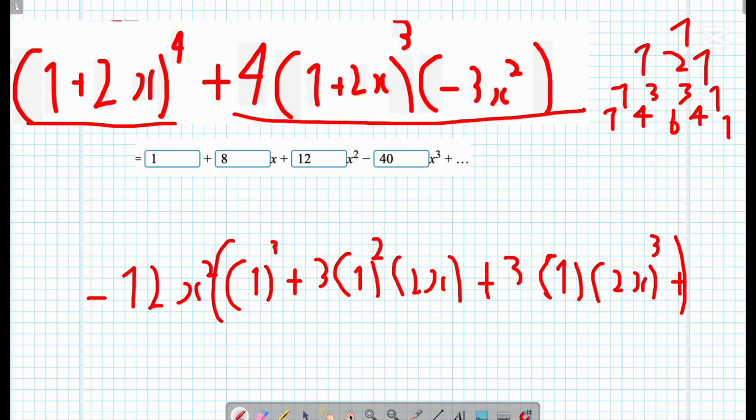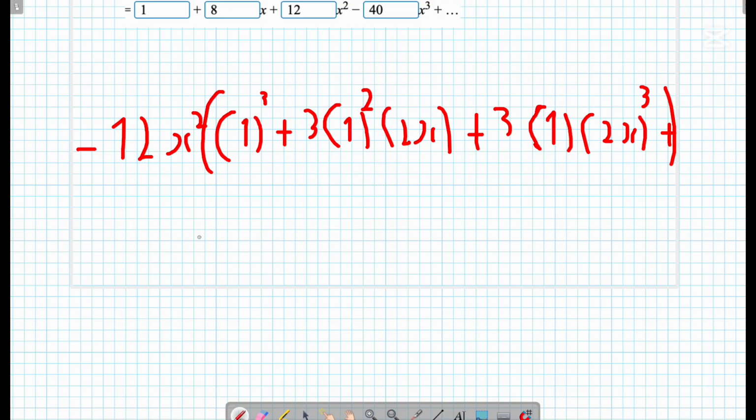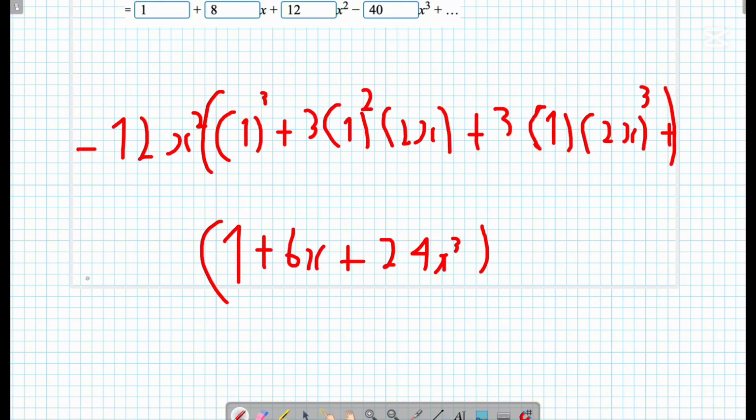So that will give us, let's simplify, 1 plus 6x plus 3 times 8, which is 24x cubed. Okay, and then negative 12x squared.